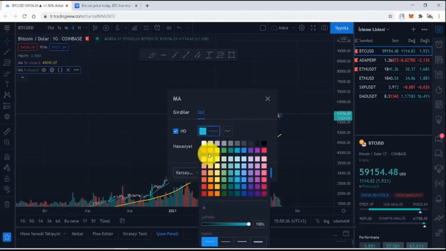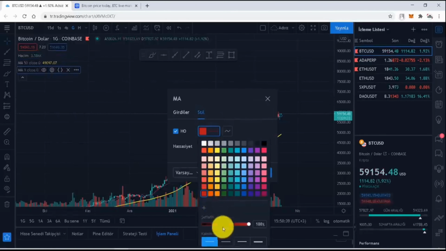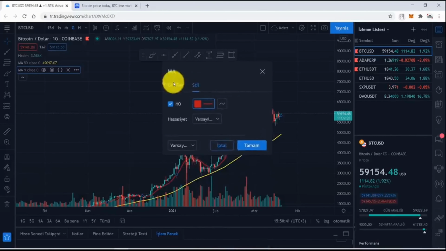Now I am entering these settings and I am also making this red and bold like this. I am also writing 200 here. Our 200 is this. In the 200-day chart, it takes the 200-day average prices to give us a weighted average. As you can see, the 200-day average is at 25,000.